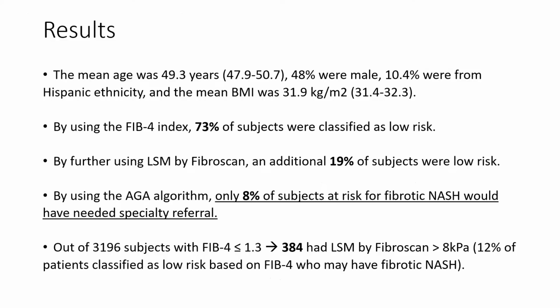So what we found in the study that I presented at the last AASLD meeting is that by using this algorithm and just starting with the FIB4 index first, you're going to find that almost 3/4 of subjects would be classified as low risk and have FIB4 less than 1.3. And then by further using liver stiffness by the Fibroscan machine, you can reassure an additional 19% of subjects as being low risk and having a kPa value less than 8.